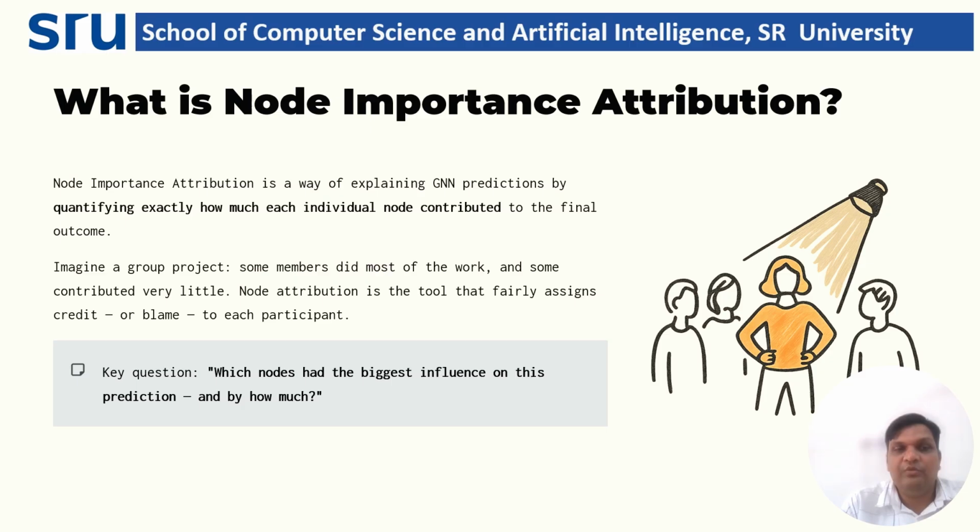Imagine a group project. Some members did most of the work and some contributed very little. So node attribution is the tool that fairly assigns credit or blame to each participant. In other words, you can think of it like a group project. Some members contribute more than others. Node attribution assigns credit or blame to each node based on its contribution.